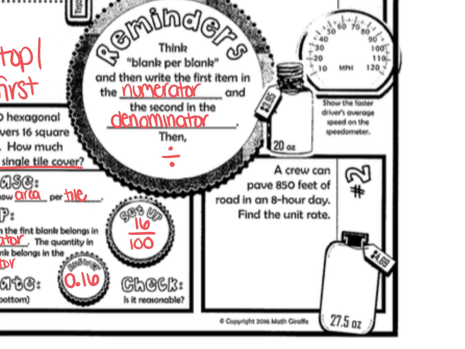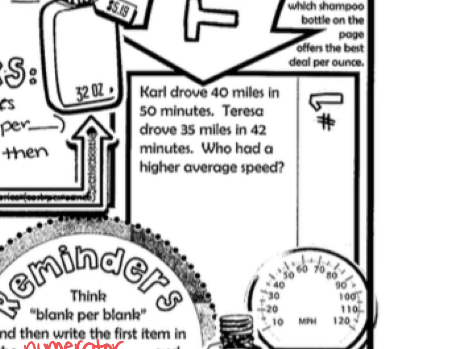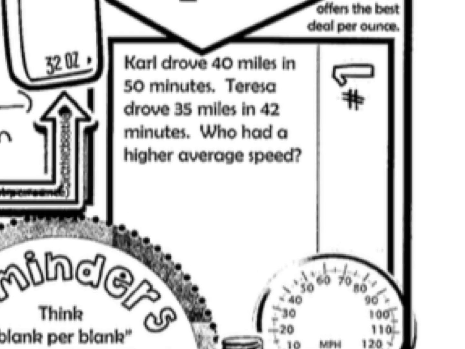All right. We're going to do our last one in here, and then we're going to do some practice. So what I want you to do with your table groups, the people you're sitting with, Cecilia, you can scoot and join a table if you want. Okay, this question right here that starts with Carl says Carl drove 40 miles in 50 minutes and Teresa drove 35 miles in 42 minutes. Who had a higher average speed?